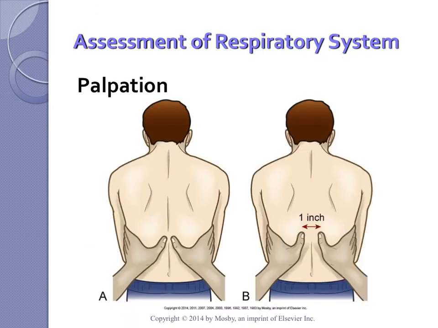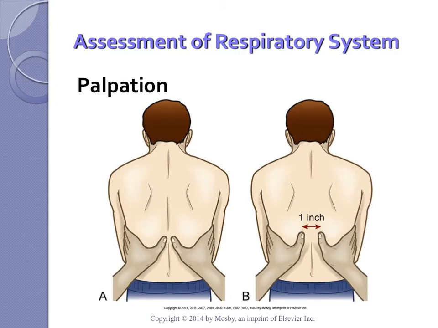So one of the things you'll do, this is actually a picture from your textbook, is you're going to palpate. So what you're going to do is you're going to have the patient breathe normally. You're going to put the palms of your hands on their back. You're going to put your thumbs together, and as they breathe in and out, you're going to see your thumbs move apart. What you are assessing for is equal movement of the thumbs and the hands on both sides and where they land. So you're looking for symmetry.